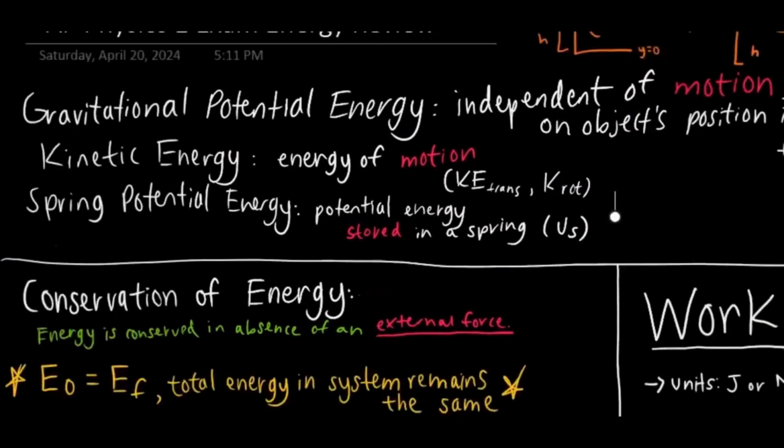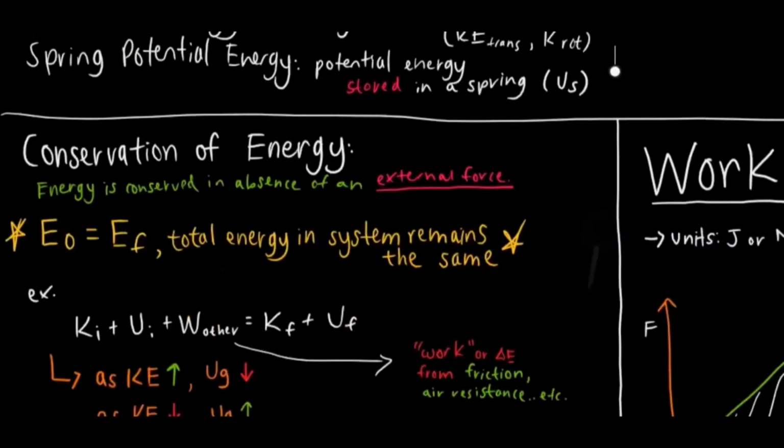So the next type of energy is kinetic energy. Kinetic energy is just the energy of motion, and you can see this through translational or linear kinetic energy or rotational kinetic energy. And the final one is spring potential energy. That's just potential energy that is stored in a spring. And there are other ones like electrical energy, but those aren't really relevant for calculations in this course.